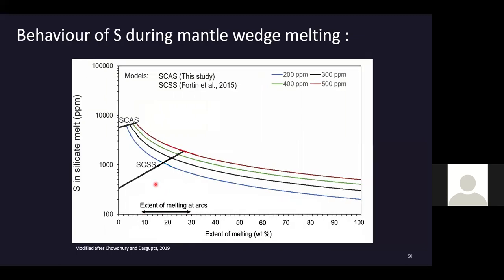However, when sulfur is present as sulfide, the melt sulfur content will be capped at SCSS, and the sulfide phase can thus be stable to higher degrees of melting because SCSS is lower than SCAS. After exhaustion of these sulfur-bearing phases, sulfur behaves as a perfectly incompatible element and its concentration decreases with increasing melting degree. However, the main finding from this figure is that at higher melting degrees, which is generally relevant at arcs, like greater than 20% melting, sulfur content in the mantle wedge will be similar, irrespective of whether the mantle wedge stored the initial sulfur as sulfide or sulfate.